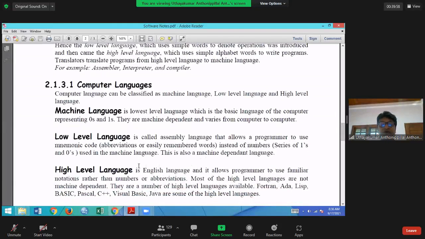Normally, high-level languages are Java and C++. The low-level language is mainly assembly, called assembly language, right? Assembly language allows the program to use codes instead of the numbers used in machine language. It is also a machine-dependent language. Then the high-level language is converted to low-level language, and then to machine language, so that it is understood by the machine, right?